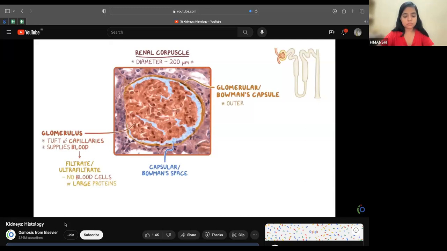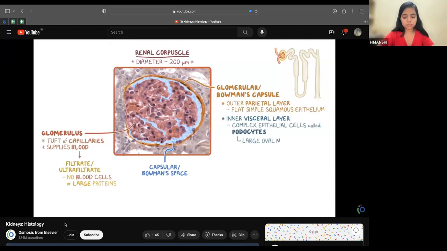The outer layer of the capsule is a parietal layer of flat, simple squamous epithelium, and the inner layer is a visceral layer of complex epithelial cells called podocytes. The podocytes have prominent large oval nuclei and cell bodies that wrap around each of the capillaries. The podocytes form narrow slits between the cells that filter the blood to form the ultrafiltrate.